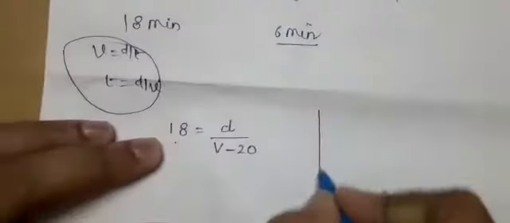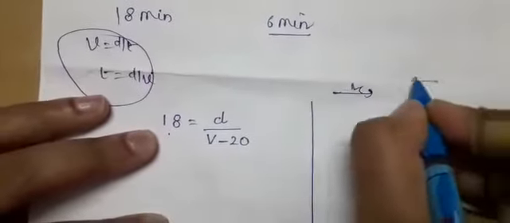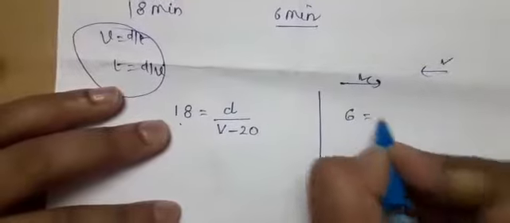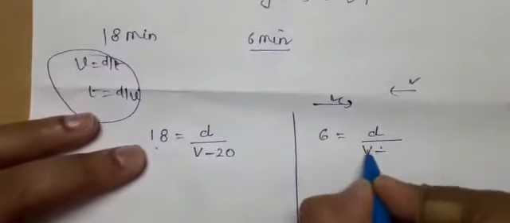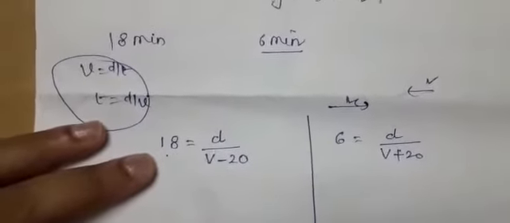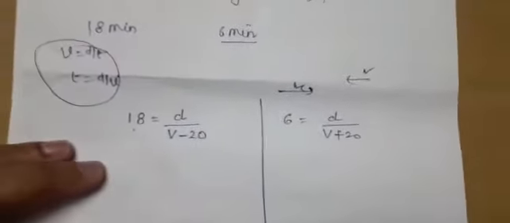Right? And when the cyclist and bus are in opposite directions, it will take 6 minutes. So in that case, this time will be equal to d upon V plus 20. This is the main point. If you understand this point, you can solve it further. After this, it is only mathematical steps.